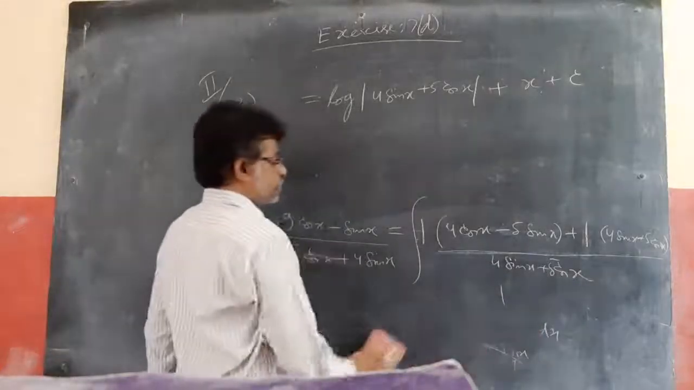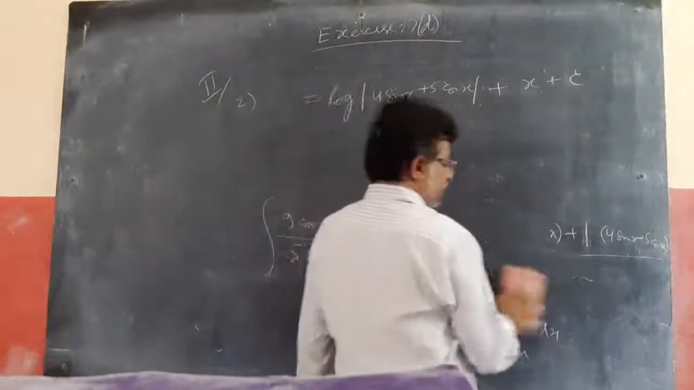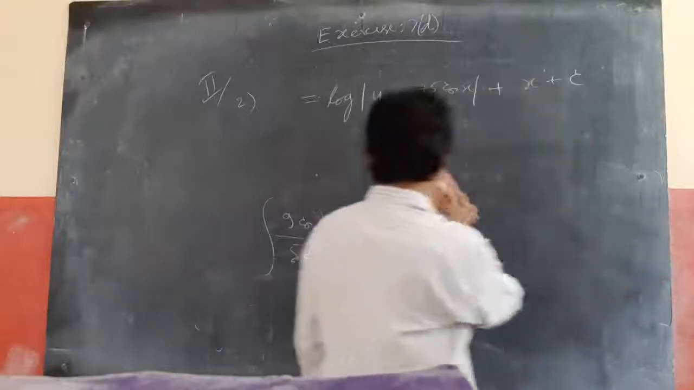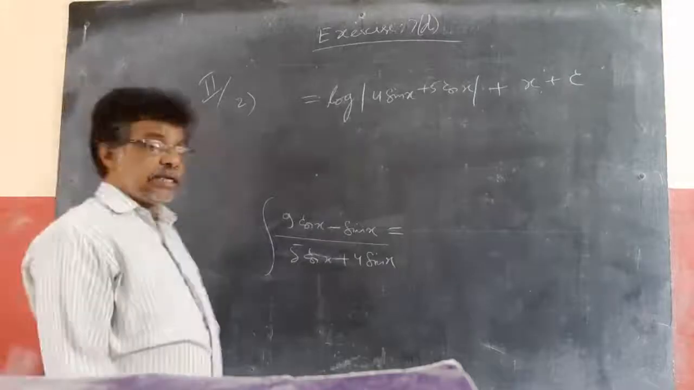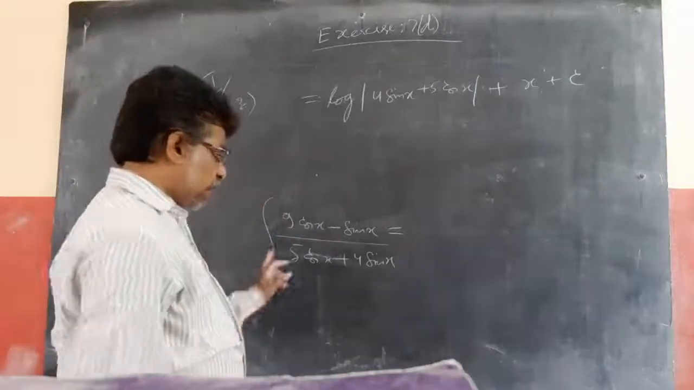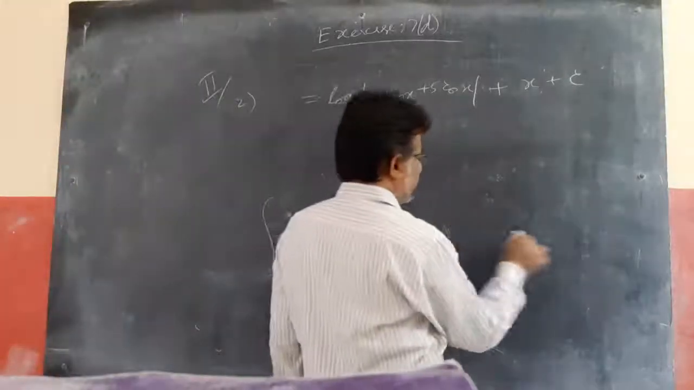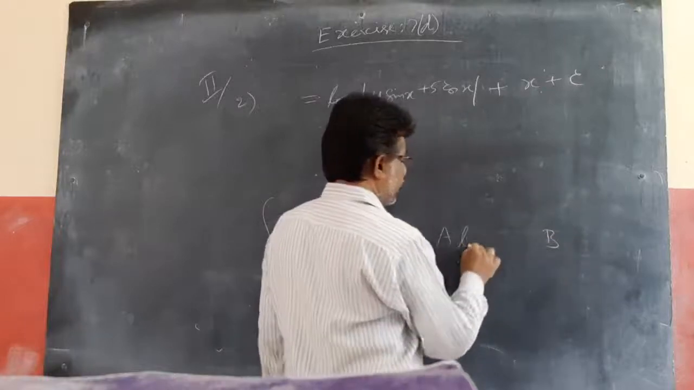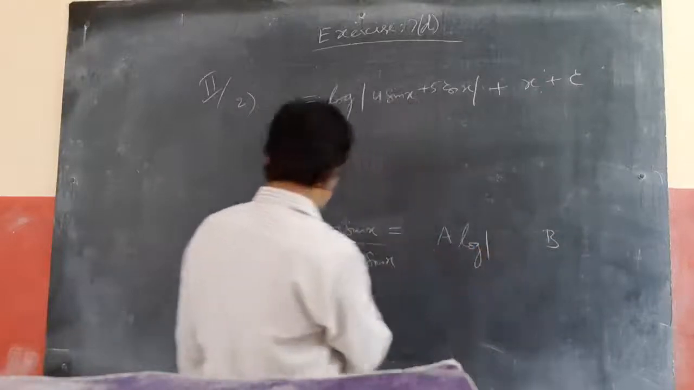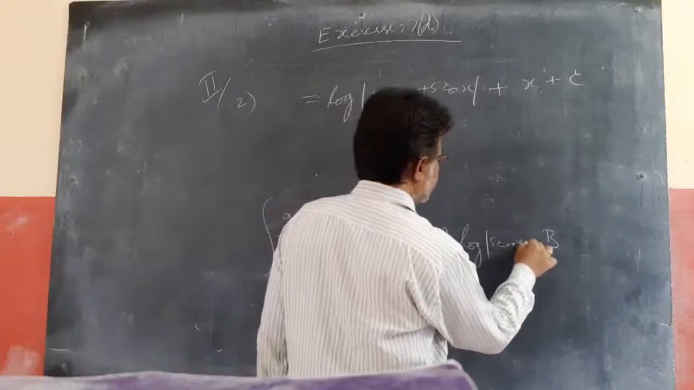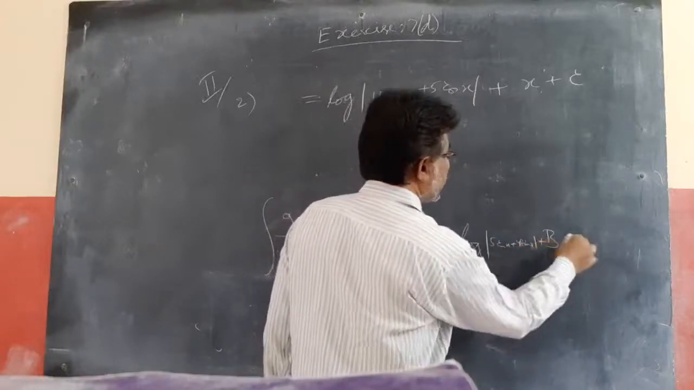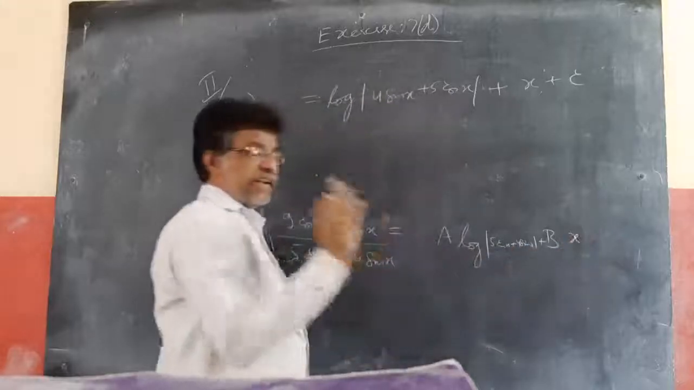Now, this is for 7 marks. There is a simple shortcut for this method. You see what I told: you are going to find the a and b values. So your answer will be a log mod of the denominator, whether 5 cos x plus 4 sin x or 4 sin x plus 5 cos x, plus b into x. The only thing is you need to find a and b.